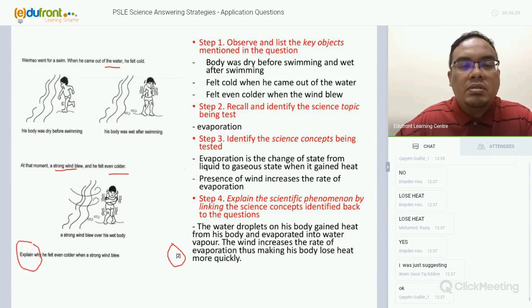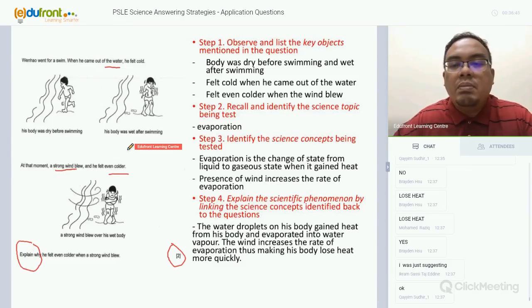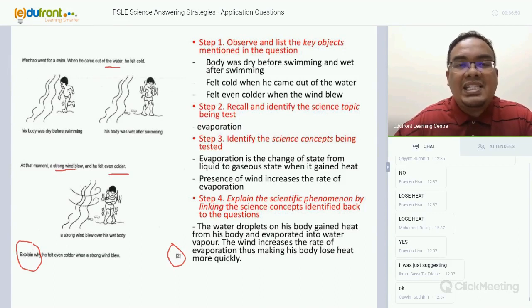So Wen Hao feels cold because his body loses heat to the droplets of water that were evaporating, right? Or the water droplets gain heat from his body to evaporate into water vapor. And the second part of the question, you need to explain that. What about when the strong wind blew? So when the strong wind blew, what happened? It increases the rate of evaporation. So when it increases the rate of evaporation, he will feel even colder, right?